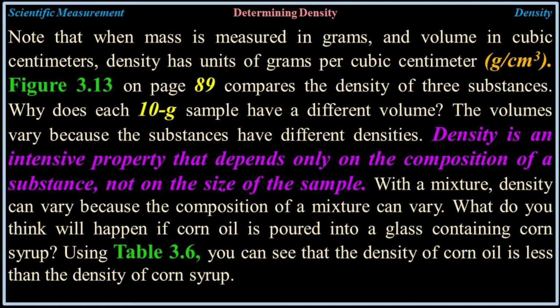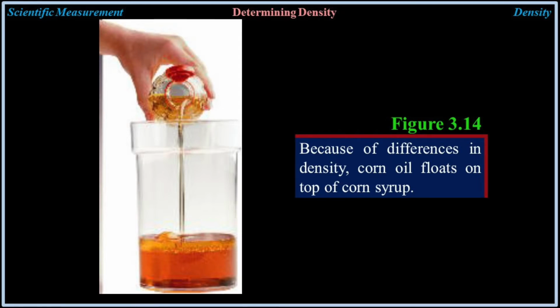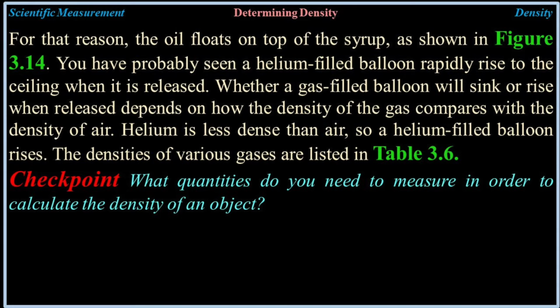What do you think will happen if corn oil is poured into a glass containing corn syrup? Using table 3.6, you can see that the density of corn oil is less than the density of corn syrup. Figure 3.14, because of differences in density, corn oil floats on top of corn syrup. For that reason, the oil floats on top of the syrup, as shown in figure 3.14.